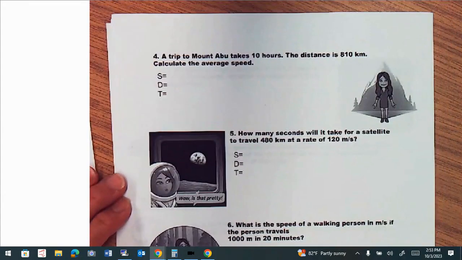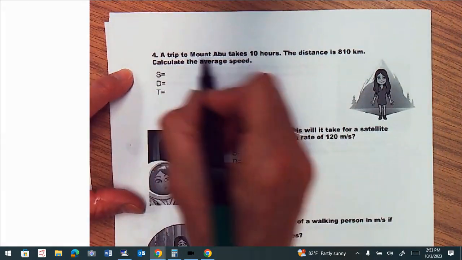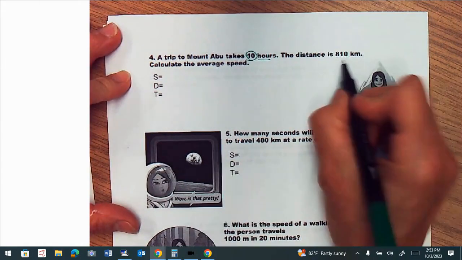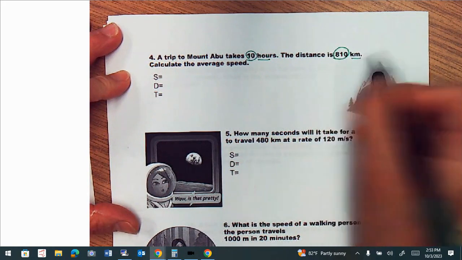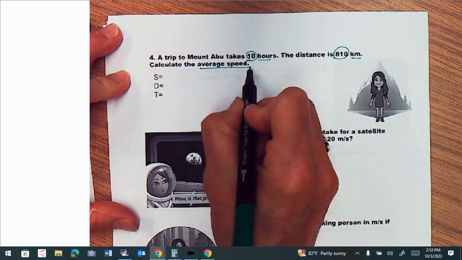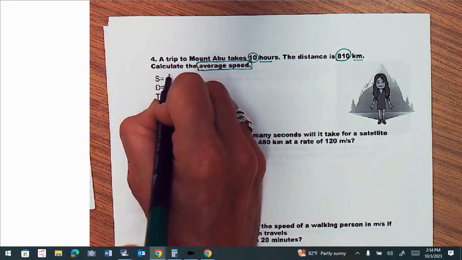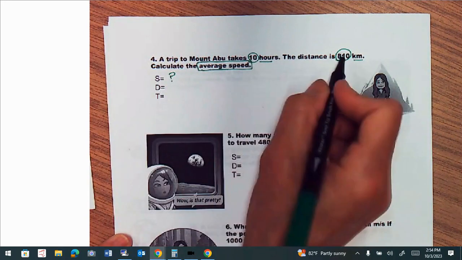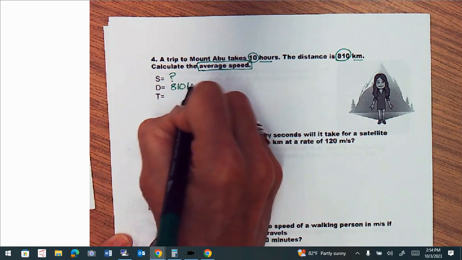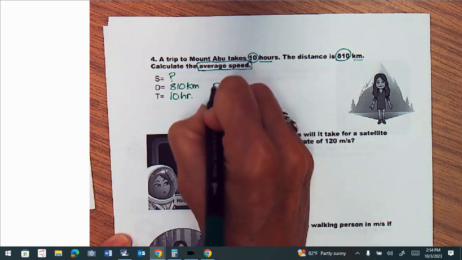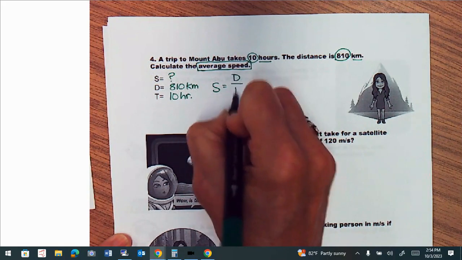Number 4. A trip to Mount Abu takes 10 hours. The distance is 810 kilometers. We're calculating the average speed. Distance is 810 kilometers. Our time is 10 hours. Speed is equal to distance divided by time.